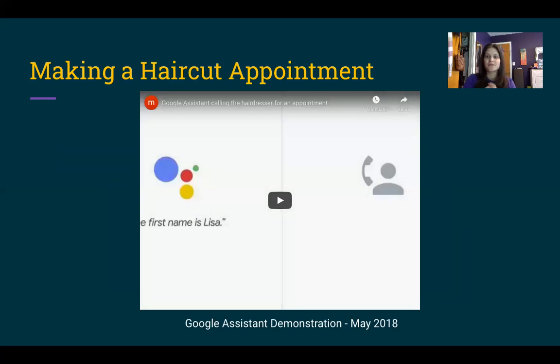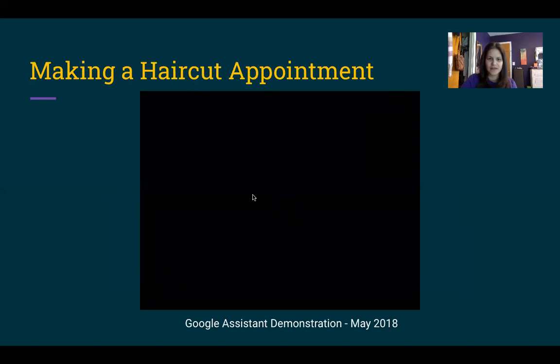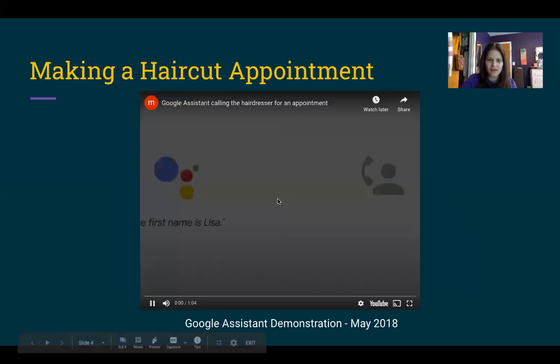Okay, first thing, I'm going to give you an example of artificial intelligence. This is Google Assistant calling the hairdresser to make an appointment. This is just a minute-long clip, but I think it's pretty cool. Just kidding. Let's try that again.